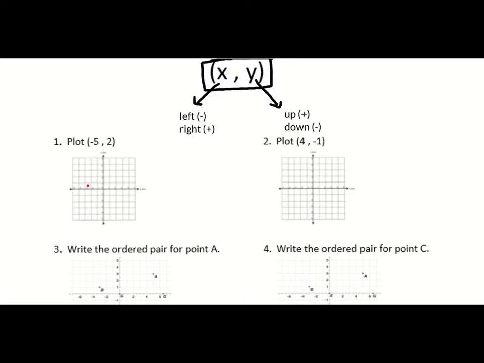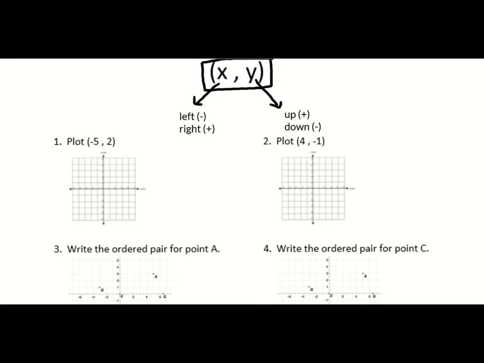So I'm counting 2, 3, 4, 5 units, and then I need to go 2 units from that in the y direction. So that's going to be up 2. Right there where I have that red dot is where I'm going to plot the point -5, 2. It's just representing one singular point. So we counted left 5, up 2, and where that lands is where we plot the point.